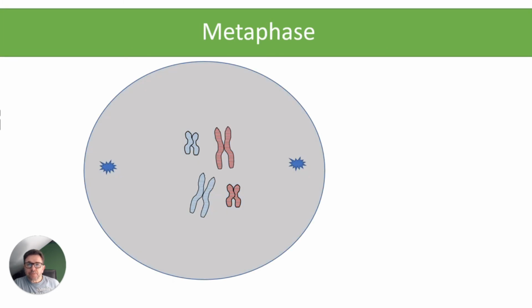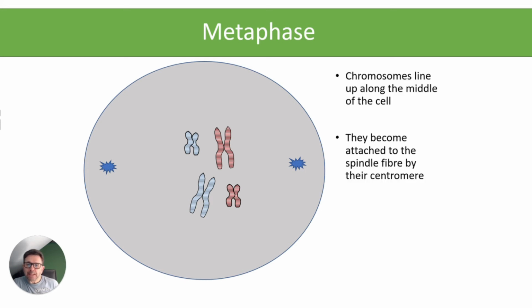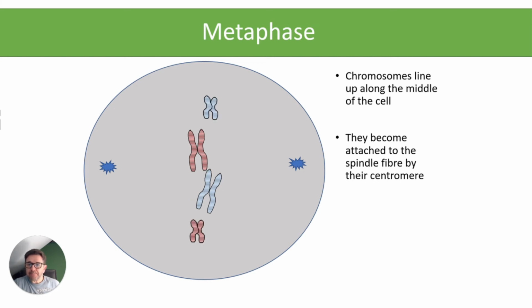We move to the next phase, which is metaphase. In metaphase, the chromosomes line up along the middle of the cell. They become attached to the spindle fiber by their centromere. You can see them going to the middle.